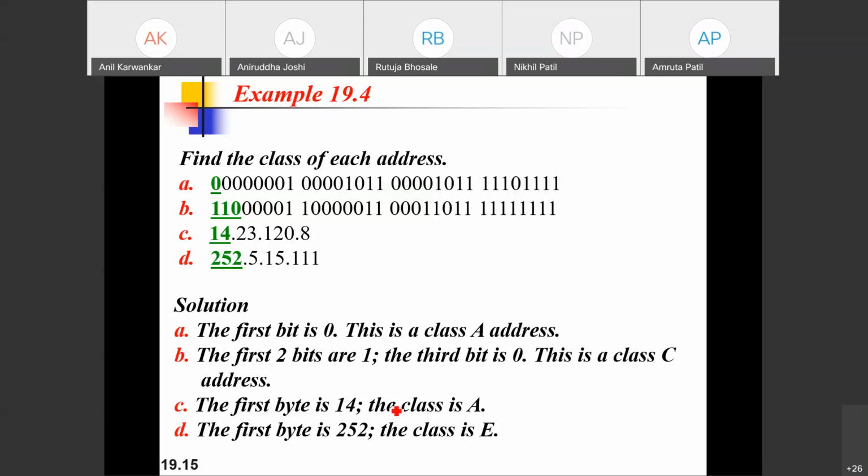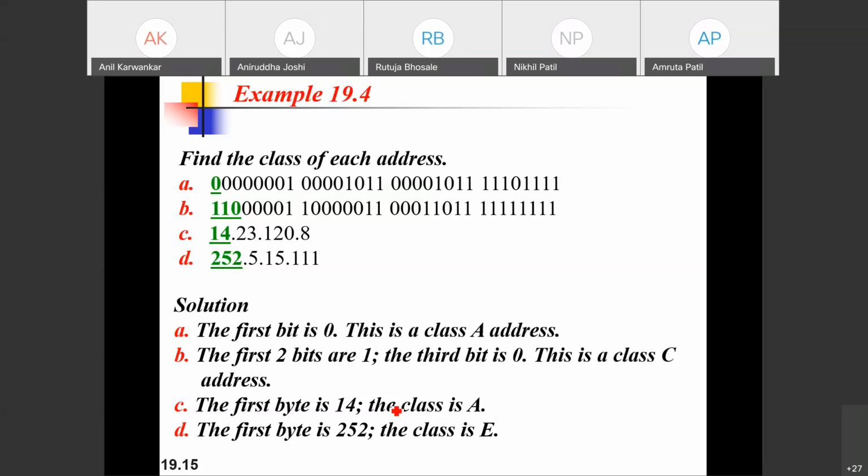Then the dotted decimal representation, 14.23.120.8. The first one I have told you, the range starts with 14. So 14 falls in the class A range, 0 to 127. 0 to 127 is the range of class A addresses. 14 falls in that. So it's a class A type of address.